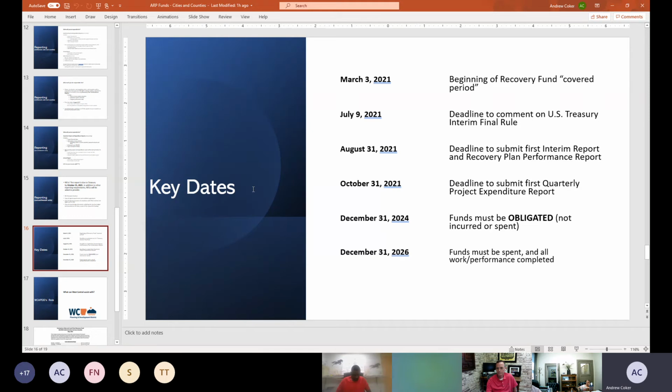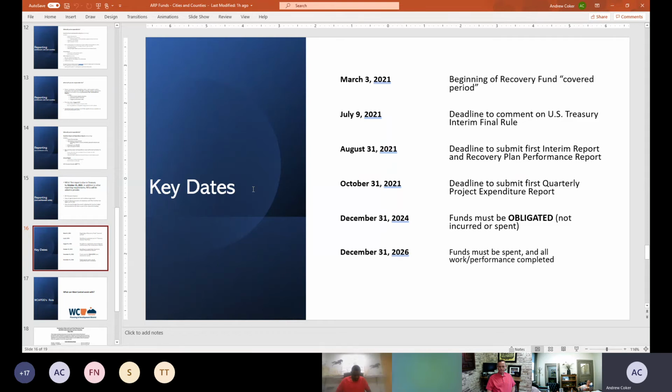The funds must be obligated by December 31st of 2024. That does not mean they have to be spent or incurred in any way. They just must be obligated. So just keep that in mind. I know we have a little bit of time on that, but again, just keep it in mind for future reference. And then December 31st of 2026 will be the final day that all funds must be spent and all work and performance completed. So this just basically means that this is the end of the life cycle. I haven't seen any guidance about extensions so far, but I'm assuming that that's going to come after the comments period on the interim final rule.